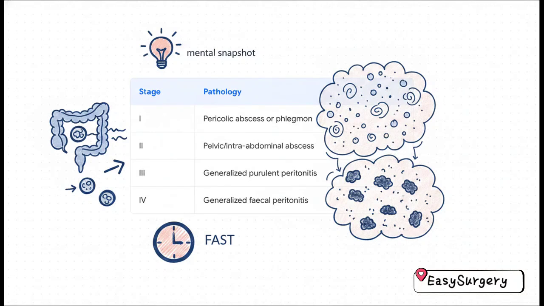Now this table right here is basically your mental flashcard. You really want to lock this matrix in. Stage 1 is your pericolic abscess or phlegmon. Stage 2 is that distant pelvic or retroperitoneal abscess we just talked about. Stage 3 jumps all the way up to generalized purulent peritonitis. And stage 4, the absolute most severe, is generalized fecal peritonitis. Just having this simple binary mapped out in your head is going to make answering complex clinical vignettes almost instantaneous for you.